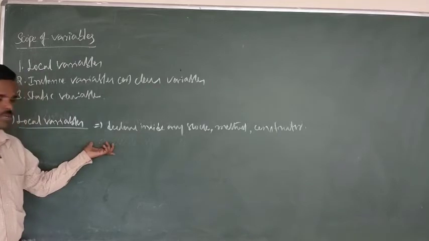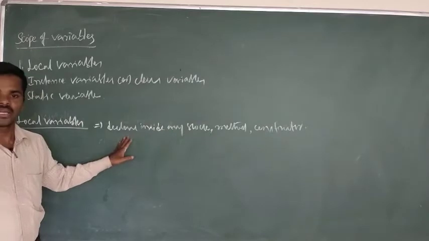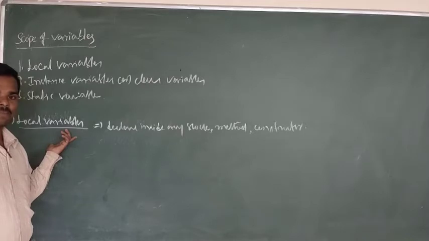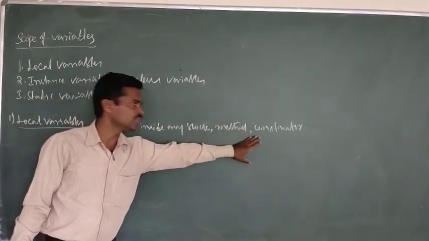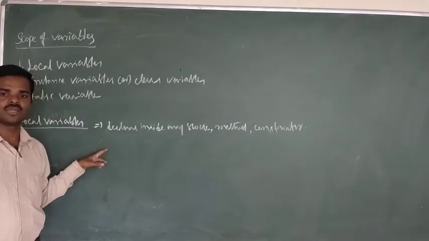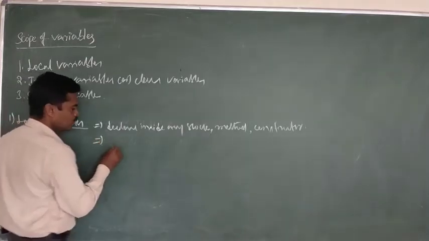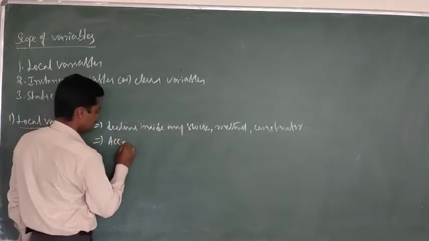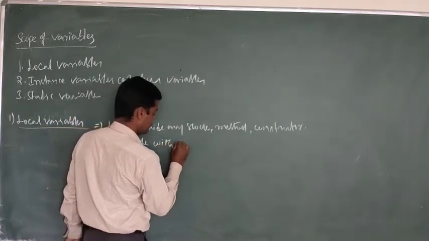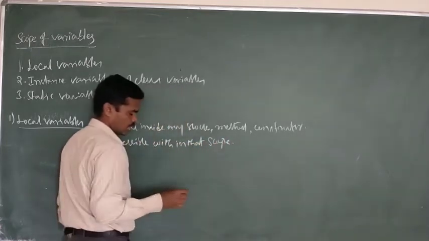Local variables. These variables are accessible only within that block, method or constructor, and we cannot access them outside because they are local. If you try to access them outside, you will get a compile time error. Understood? So they are accessible only within that scope and cannot be accessed outside.